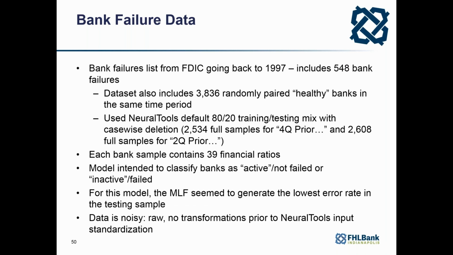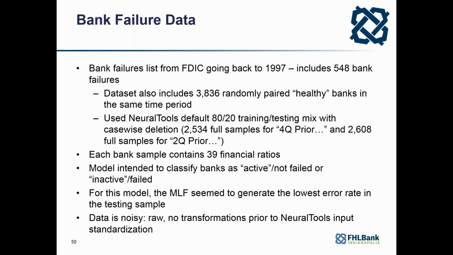So just to give you an example, here are some things that I ran, and this is really, really noisy data, by the way. I got all the bank failures going back from 1997 to before I gave this presentation in Nashville last year, which is 584 bank failures. I had almost 4,000 randomly paired healthy banks with failed banks. So I have equal size data sets. So I sort of eliminated the problem of accuracy ratio when I have a small amount of failed banks but a large amount of healthy banks. So it's about 50-50. I did about an 80-20 training testing mix.